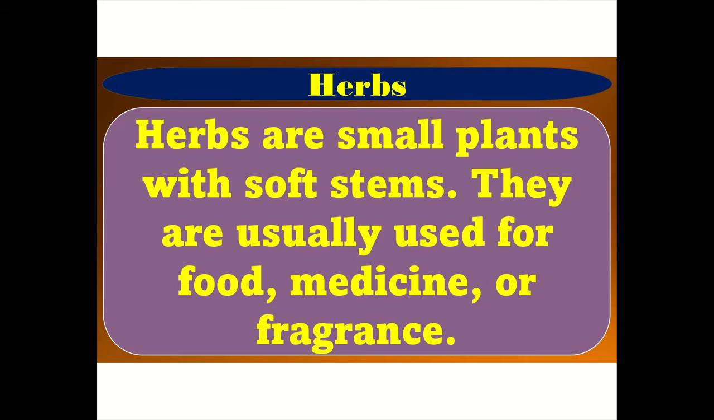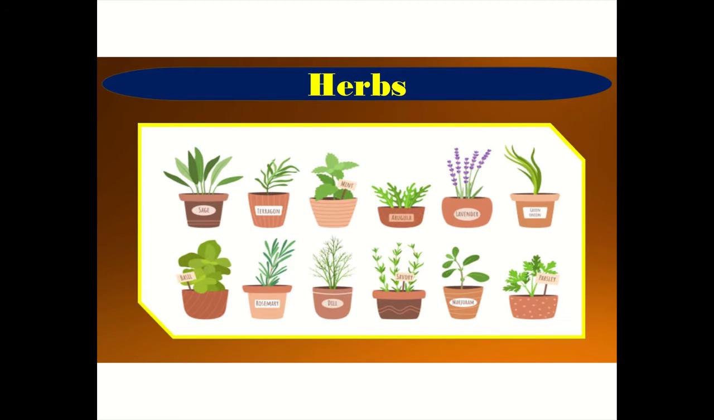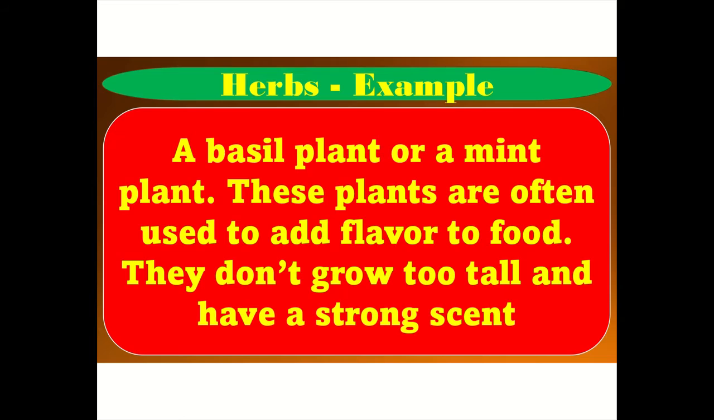Herbs. Herbs are small plants with soft stems. They are usually used for food, medicine, or fragrance. Example, a basil plant or a mint plant. These plants are often used to add flavor to food. They don't grow too tall and have a strong scent.